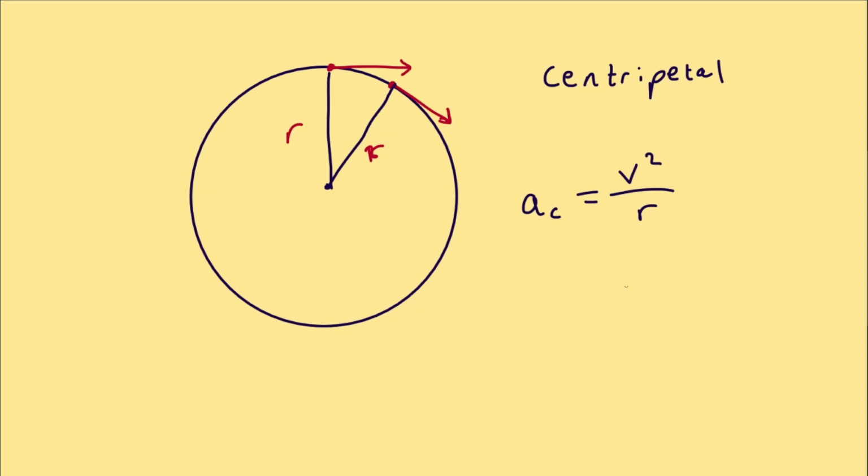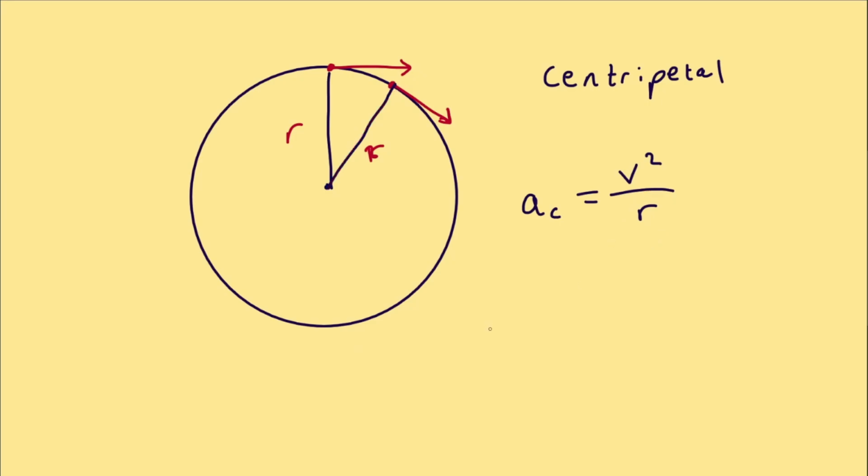Now here's something that you should keep in mind as you solve circular motion problems. It makes it much more intuitive. The more velocity your object has, so the faster it's going, the more centripetal acceleration. So the faster it changes direction. The larger the radius, so this, the less centripetal acceleration your object will have.